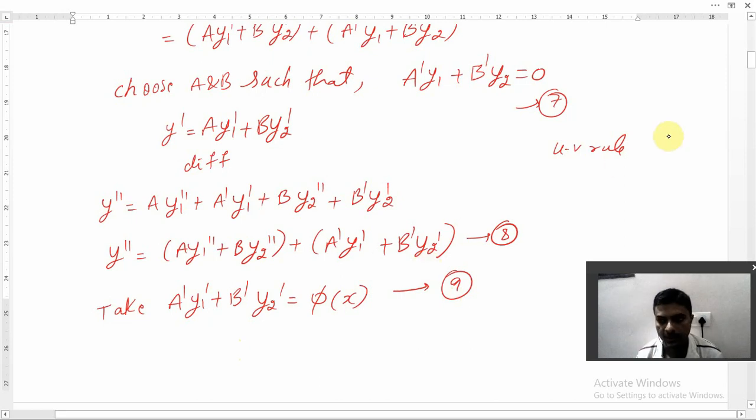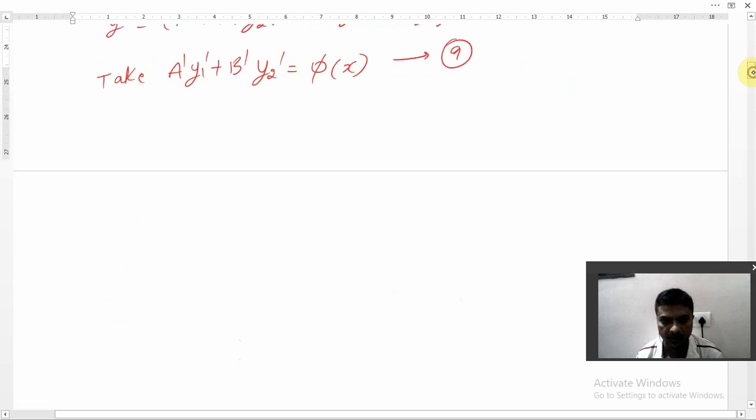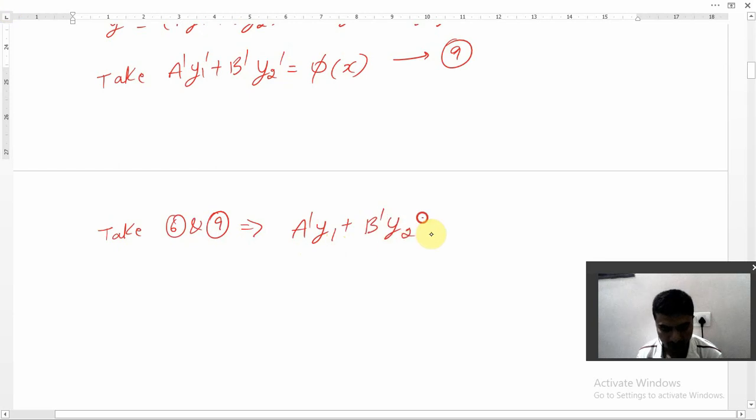Okay, let us see the solution here. I will take equations 6 and 9, and that implies I will get the solution: a dash y1 plus b dash y2 is equal to 0, what we have taken, and the other value we have taken, a dash y1 dash plus b dash y2 dash, is equal to phi of x. This is what we have taken. Okay, now I want to find a dash and b dash from this.